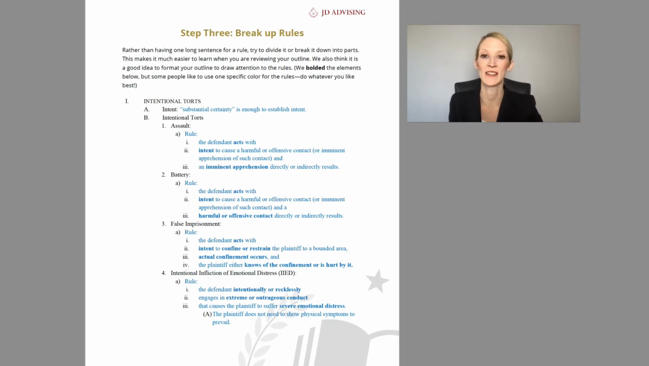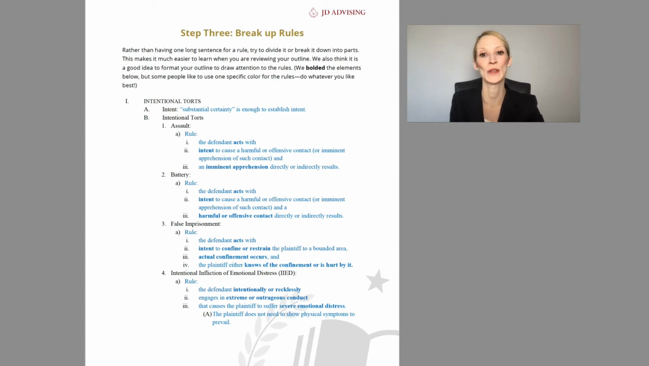It's much easier to set up your outline like this. You can see assault, battery, false imprisonment, IIED. They have the exact same rules, but they're separated into their component elements. So assault is divided into 3 elements. The defendant acts, the defendant has intent to cause a harmful or offensive contact or imminent apprehension, and an imminent apprehension directly or indirectly results. So we have an act, intent, and imminent apprehension.